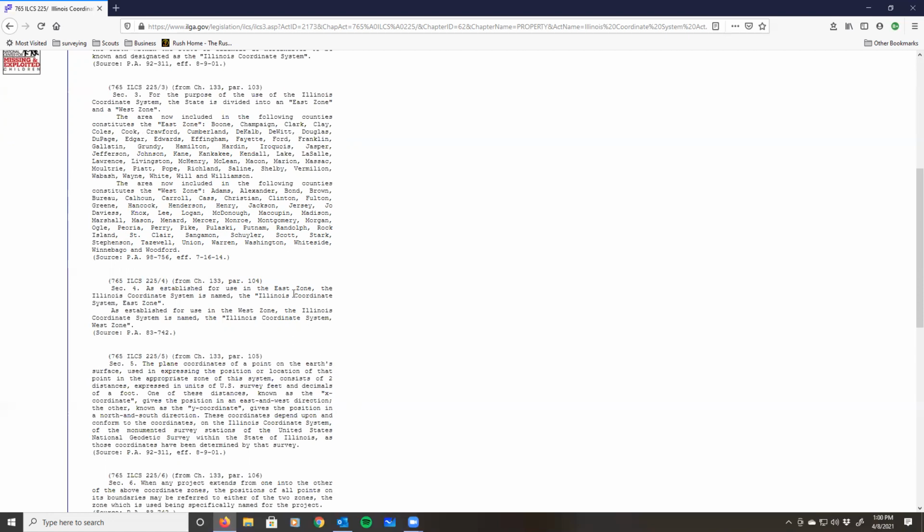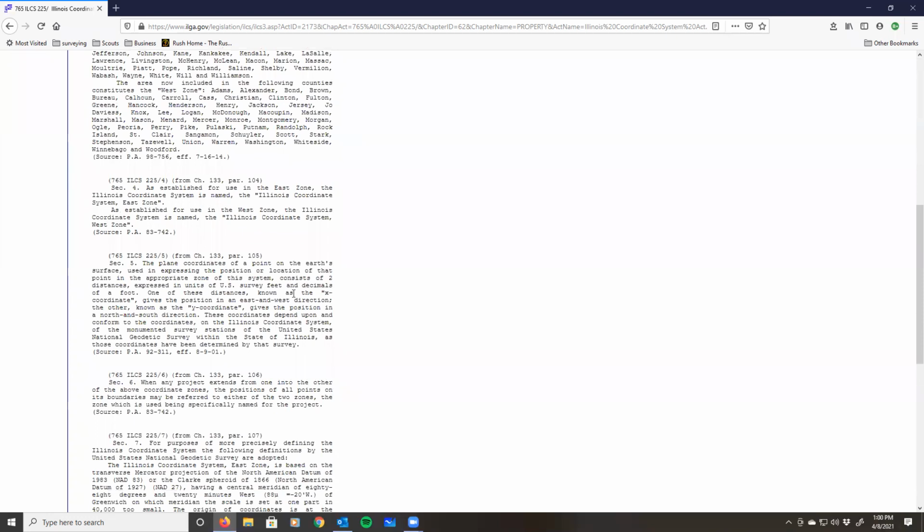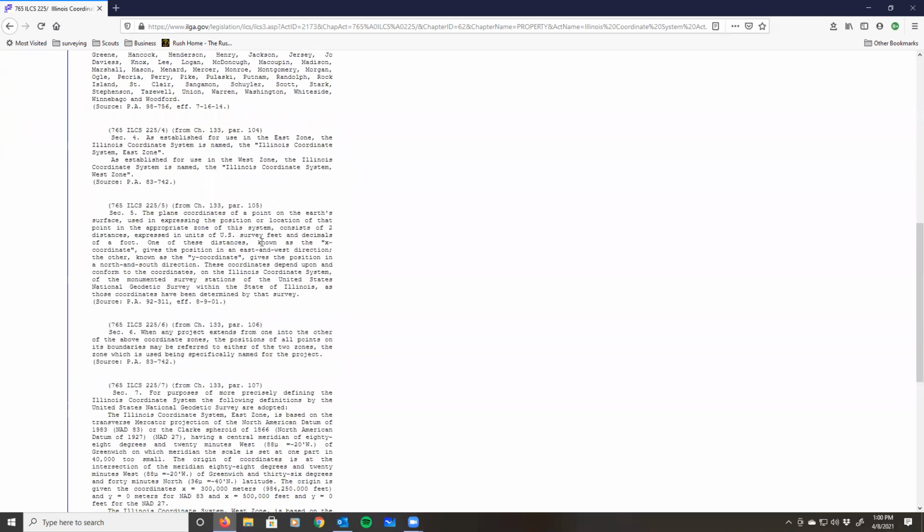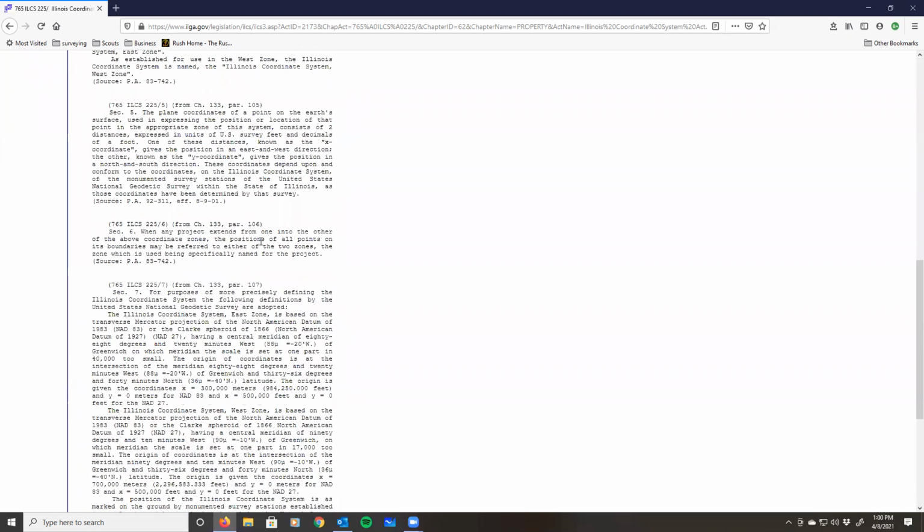And then, let's see, it goes into a definition of the name. It's Illinois Coordinate System, comma, East Zone, or Illinois Coordinate System, West Zone, is the actual name that it's defined as.